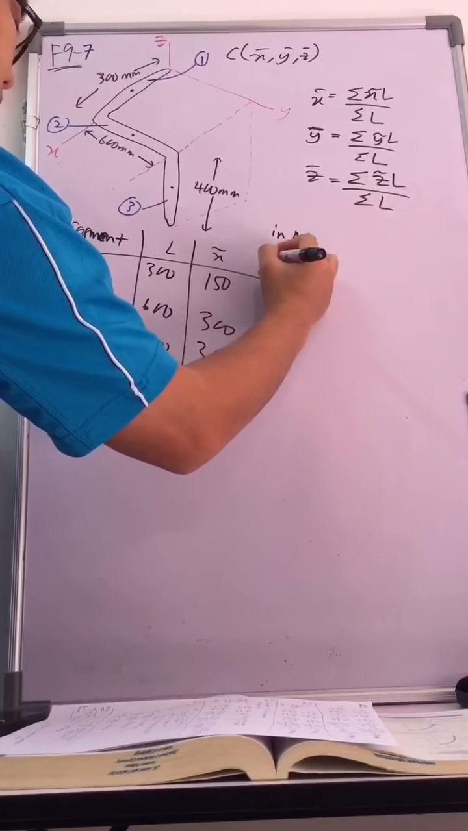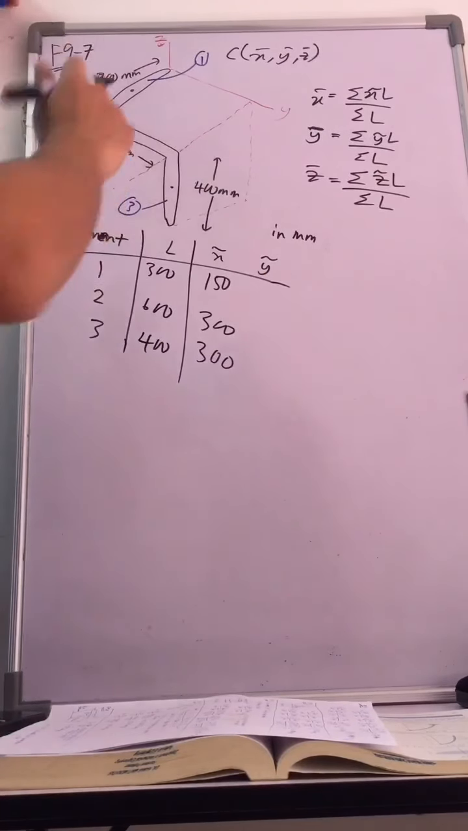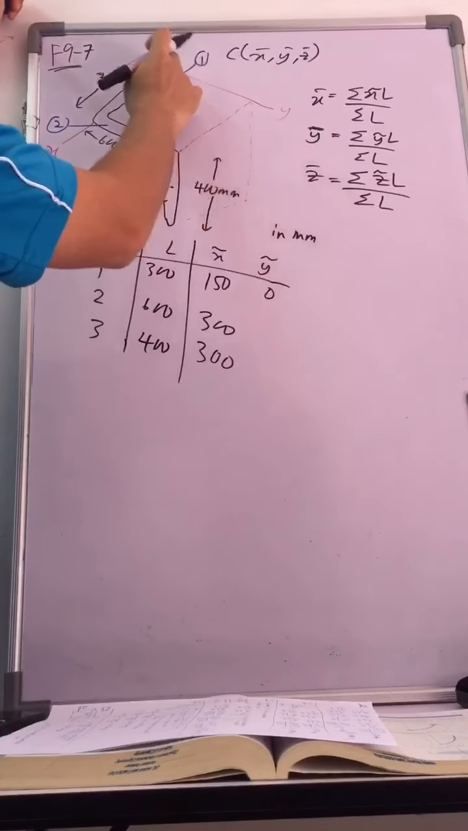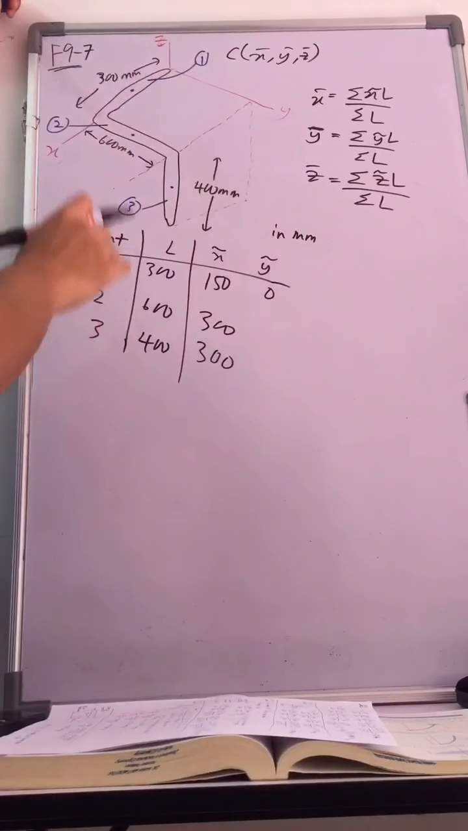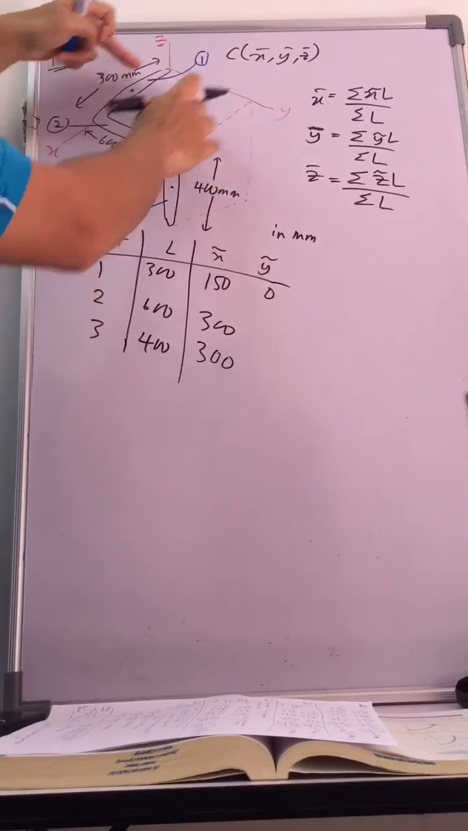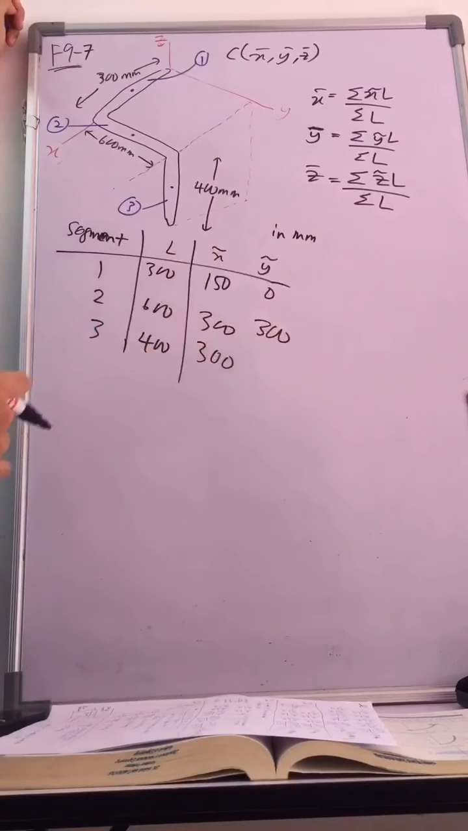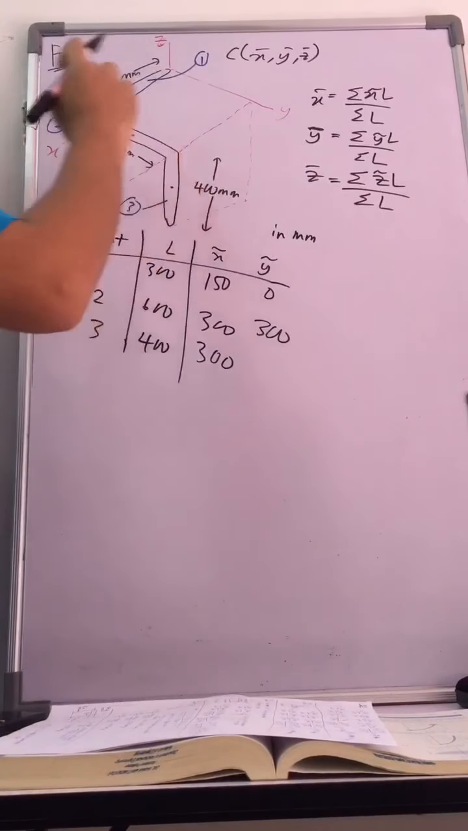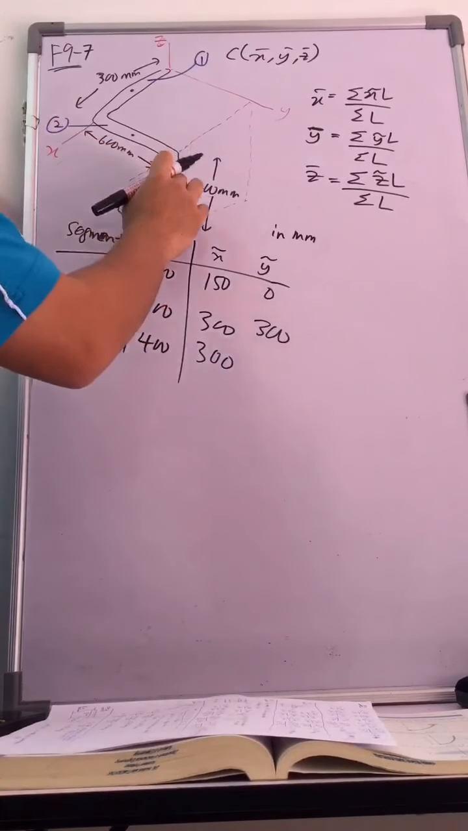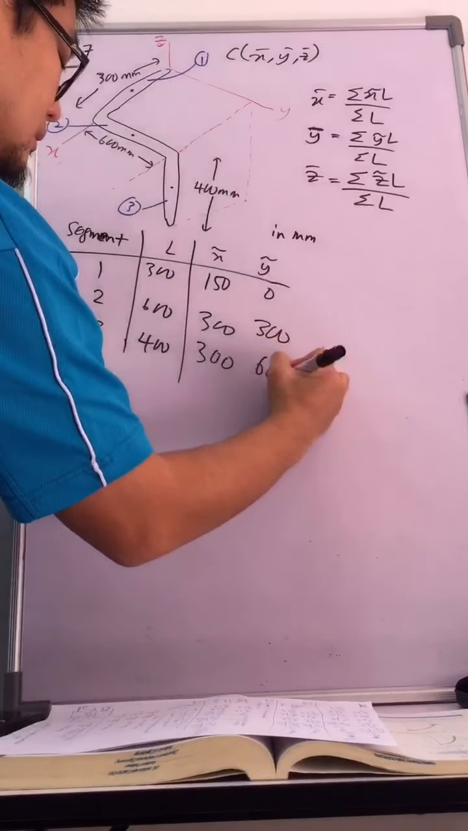And then Y tilde. For number 1, Y tilde is 0, right? Because this is positive Y, negative Y, so this is 0. Okay? For number 2, this is y equals 0, it's y equal to 600, isn't it? So it is in the middle, so it is 300. And for number 3, the y coordinate of this centroid, where is it? It should be here, which is 600.